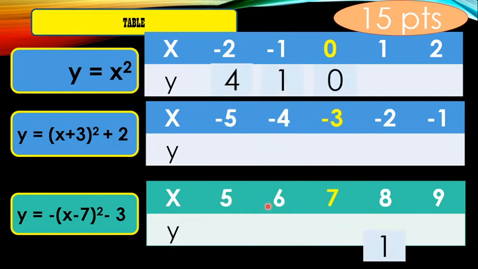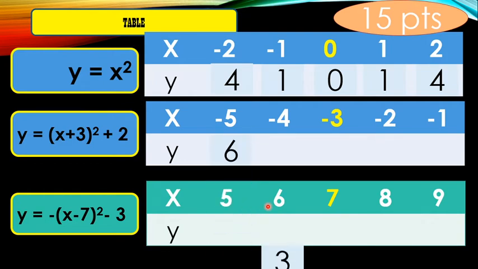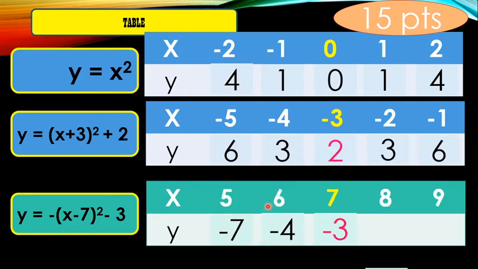Next, we substitute, then we can get these values. Remember, if you're going to complete a table, you get this 0 from the x value of our vertex, which is (0, 0). Next, our vertex is (-3, 2). And the other one is (7, -3). We need to put each vertex in the middle of our table so that our graph and our table are balanced.